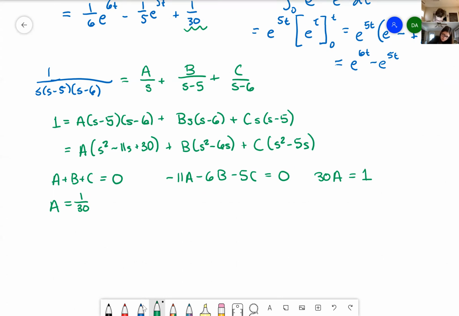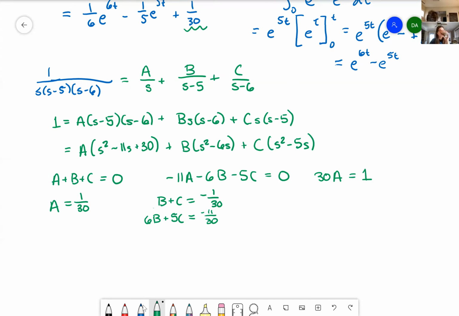And now we've got a couple of equations here to deal with. So we have 1/30th plus B plus C equals 0, so B plus C equals negative 1/30th. And 6B plus 5C is equal to negative 11 over 30. Okay, it's a huge pain.